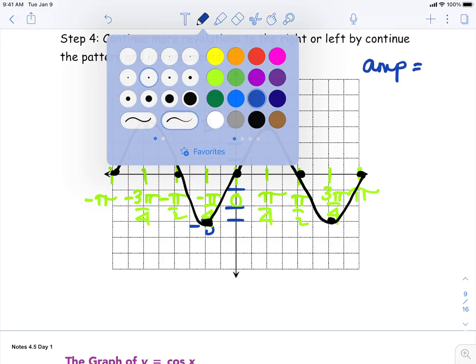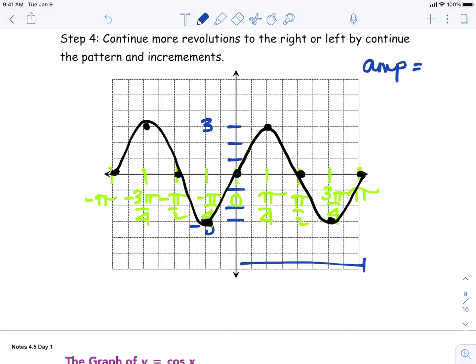So this is one revolution having a period of pi, and the amplitude was 3.